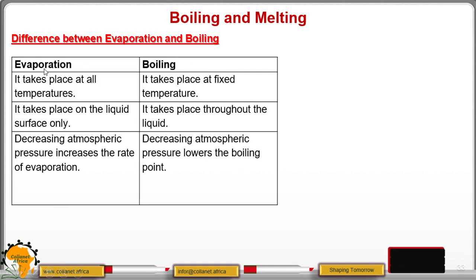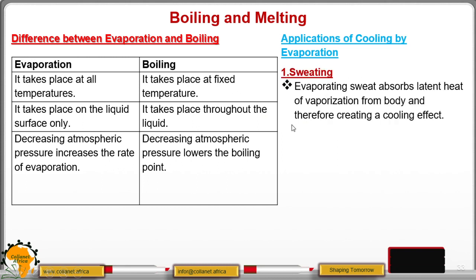One, evaporation takes place at all temperatures, while boiling takes place at a fixed temperature. Then number two, evaporation takes place on the liquid surface only, but boiling takes place throughout the liquid. Then, a decrease in atmospheric pressure increases the rate of evaporation, but a decrease in atmospheric pressure lowers the boiling point. So those are the three differences between boiling and evaporation. Then we look at the application of cooling by evaporation.